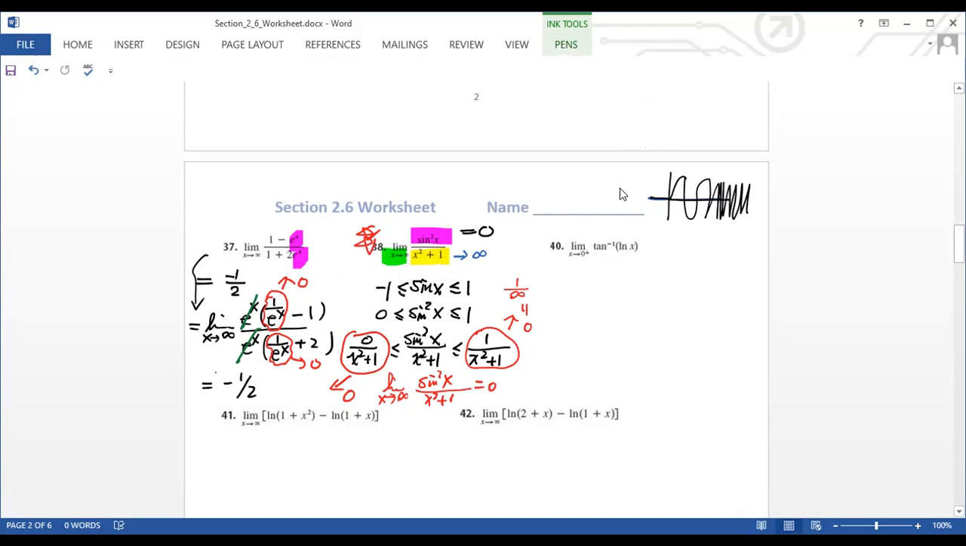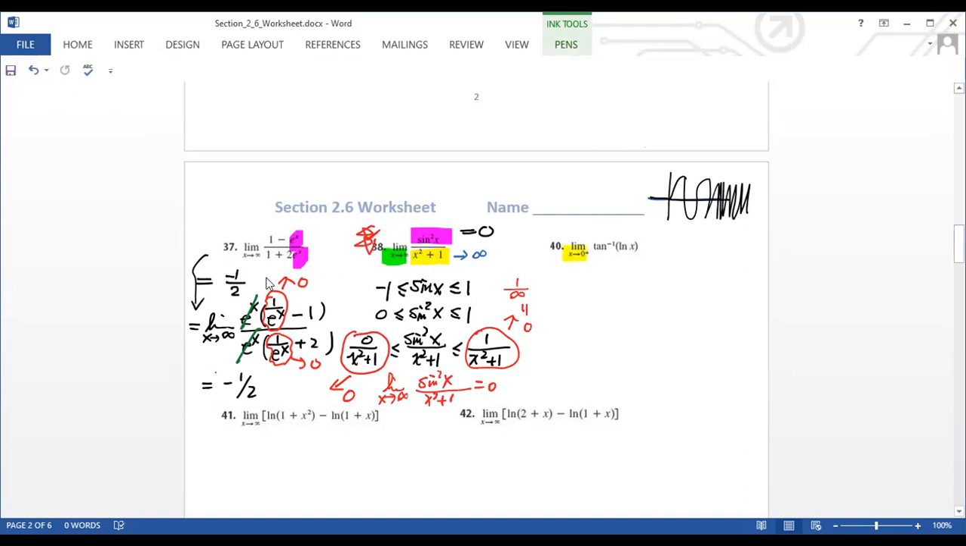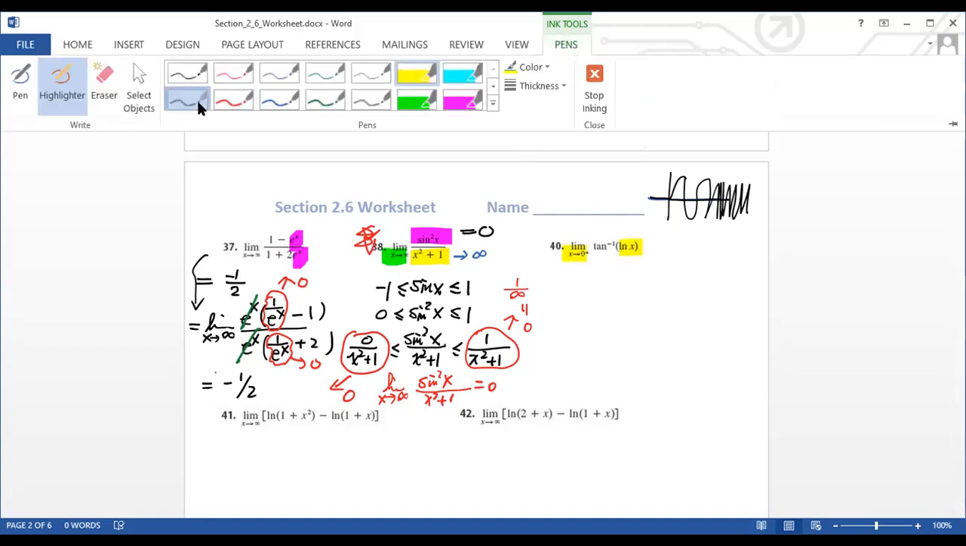Okay, let's take a look at number 40 here. So let's say x approaches 0 from the right-hand side. Okay, so let's take a look at what the natural log of x is here.